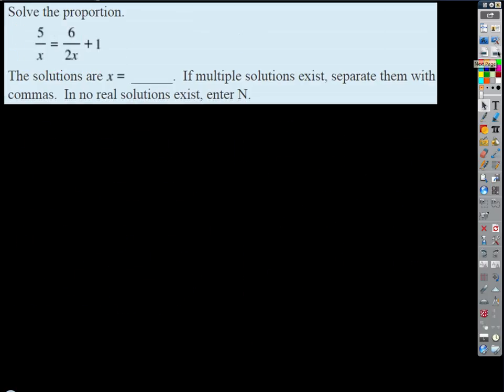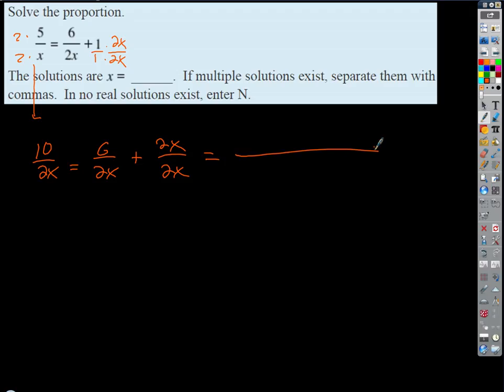Solve the proportion. Well, same thing, right? What are we going to multiply both sides by here? What's the LCD here? 2x, right? So to get 2x, what am I going to multiply top and bottom by here? 2. Right, now I've got a 2x on the bottom, and then this is just 1 over 1. So I just multiply by 2x over 2x, right? What's that give us? This fraction becomes 10 over 2x equals 6 over 2x plus 2x over 2x.